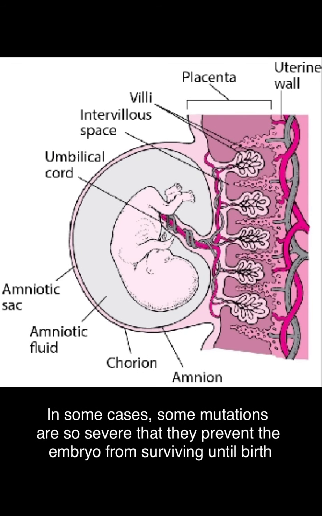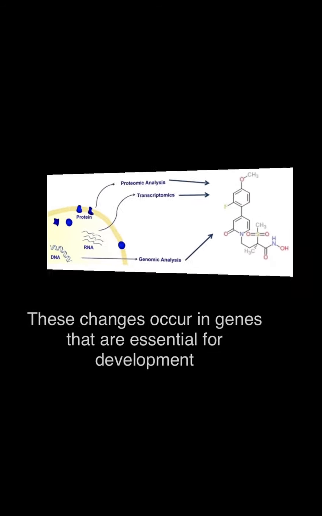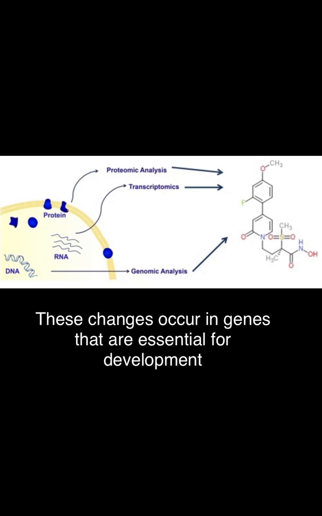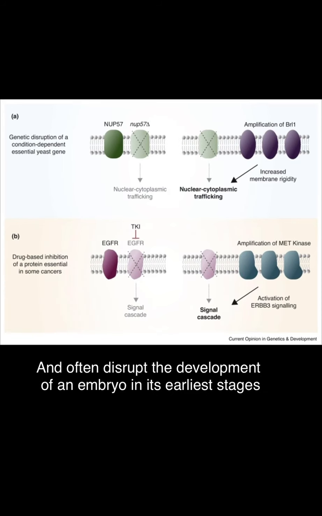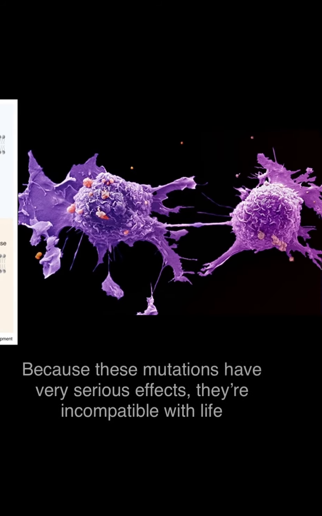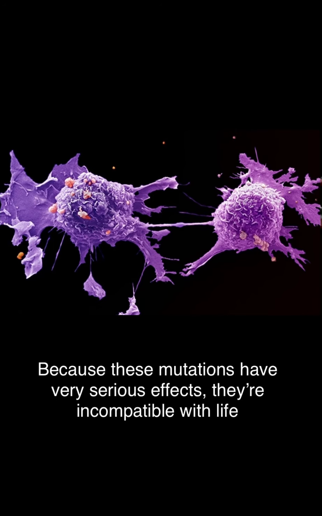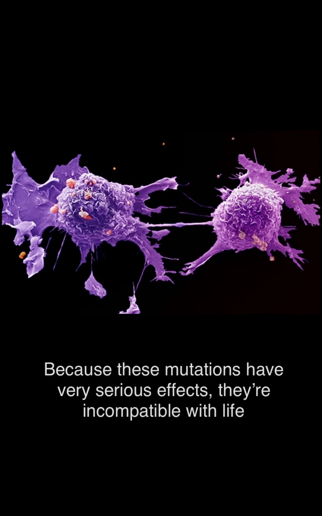In some cases, gene mutations are so severe that they prevent the embryo from surviving until birth. These changes occur in genes that are essential for development and often disrupt the development of an embryo in its earliest stages. Because these mutations have very serious effects, they are incompatible with life.